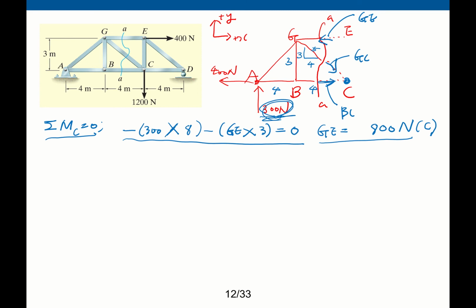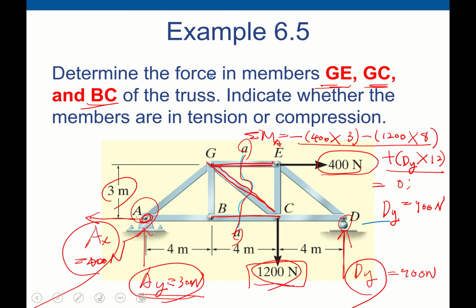Alright. Then let's look at another moment. How about the point G? If we calculate the moment at point G, then we can find another unknown force directly. That is BC. Okay, so let's look at the moment at point G.